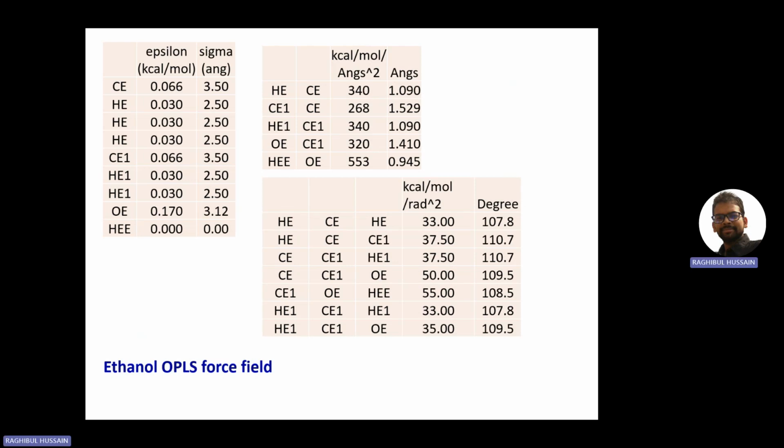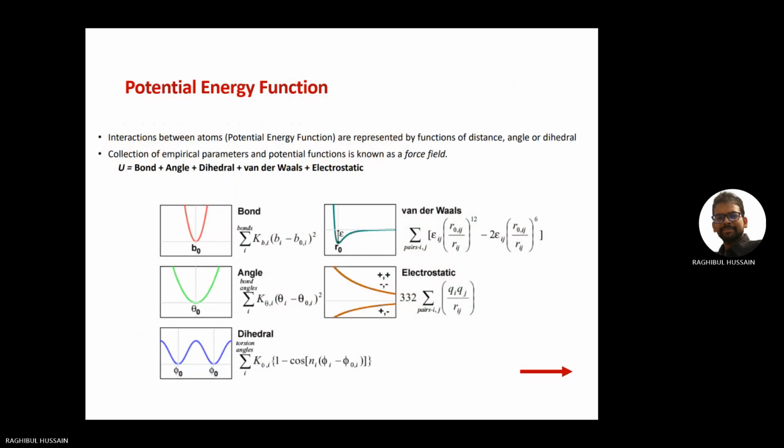If the atoms are not connected, then we calculate the van der Waals interactions, and all the atoms have charges, so we calculate the electrostatic interactions. These are the typical 5 interactions which we calculate in any molecular system. In each equation, there are constants K and theta naught. Force field parameters means we have the information about all the constant K's, all the theta and R equilibrium distances, then all the epsilons and sigmas. We also need the information about the charge.